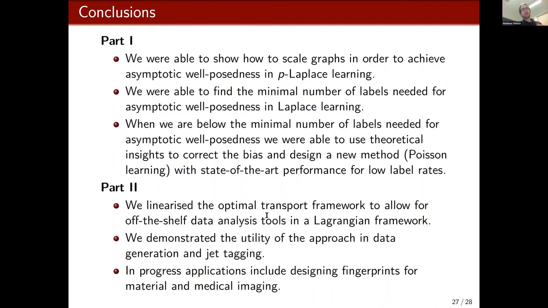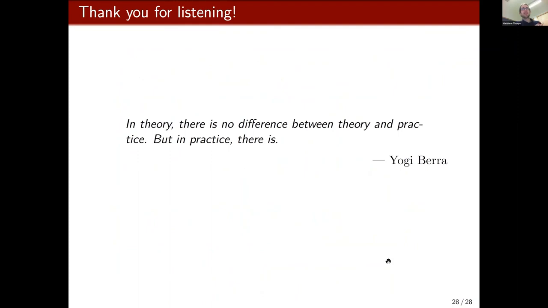We've looked at several examples, including data generation and jet tagging, and we're looking at other applications, including designing fingerprints for material sciences and medical imaging. These parts are more in progress. So with that, thank you very much, and any questions?